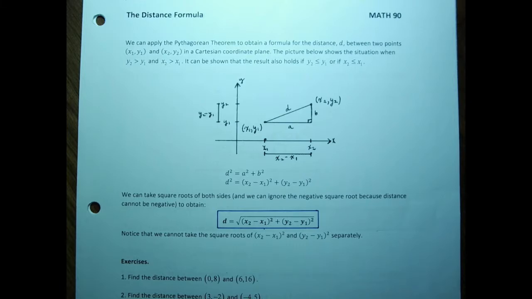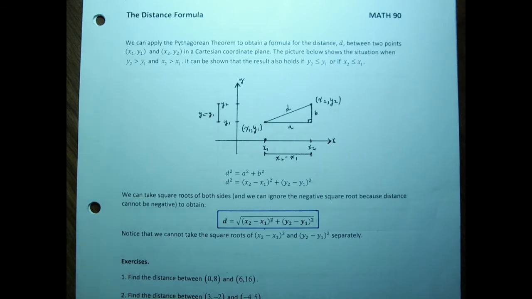So in this section, we're going to investigate a tool that helps us understand graphing better when we're working in the XY plane. And this tool is called the distance formula. There's a handout posted in Canvas that has the statement of the formula, and it also has the exercises that we're going to work through together today.